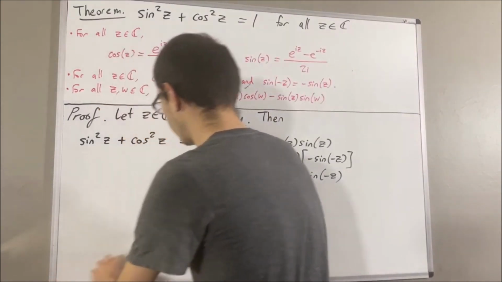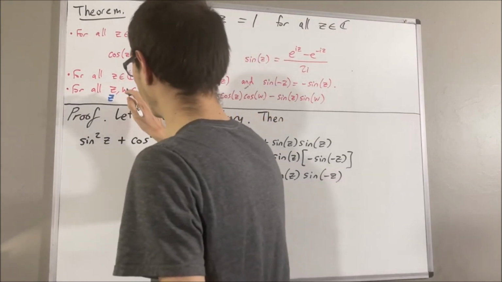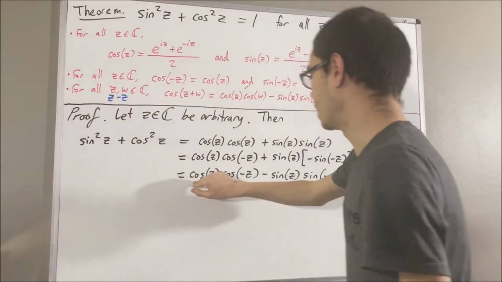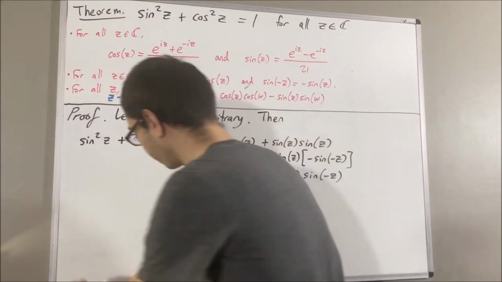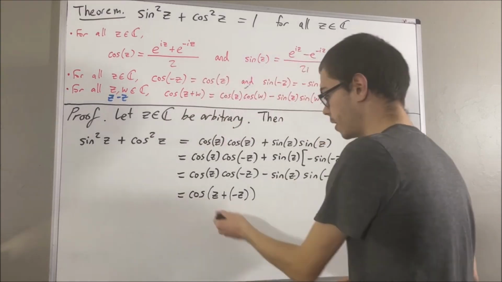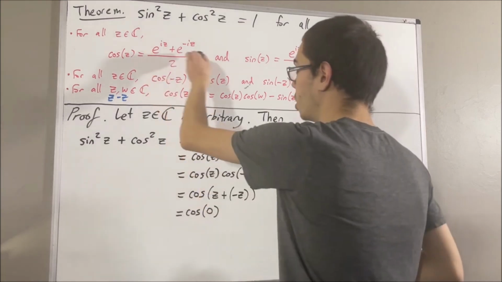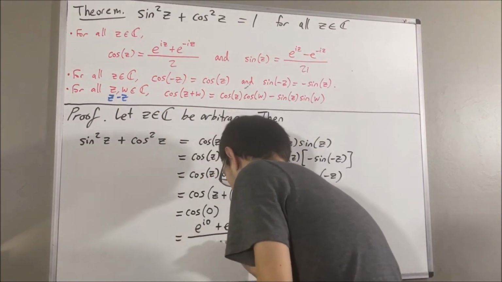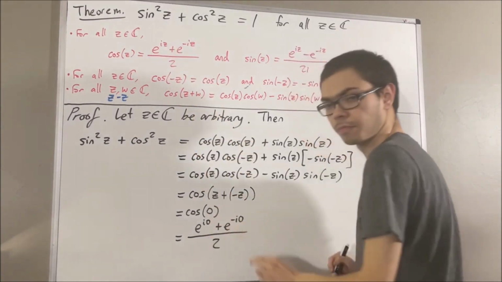So in doing so, we're going to take z to be z, and we're going to take w to be negative z. Well, in that case, this must be equal to the cosine of z plus negative z. And this is just cosine of 0. And then, by definition of cosine, cosine of 0 is equal to this. So we've just substituted z for 0.